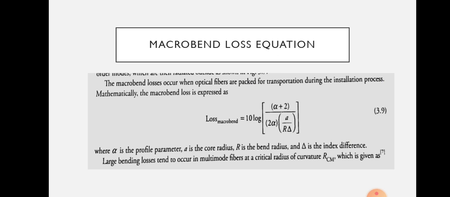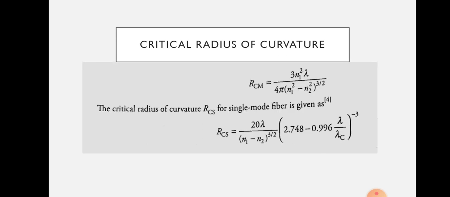So its equation can be expressed as loss macrobend equal to 10 log of (alpha plus 2) divided by 2 alpha, into a by r, into delta, where alpha is the profile parameter, a is the core radius, r is the bend radius, and delta is the index difference. And large bending losses tend to occur in multimode fibers at a critical radius of curvature RCM, and this critical radius of curvature corresponding to large bending loss is given by RCM equal to 3 n1 square lambda divided by 4 pi into (n1 square minus n2 square) all raised to 3 by 2.